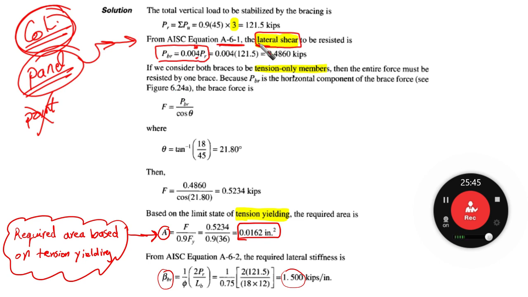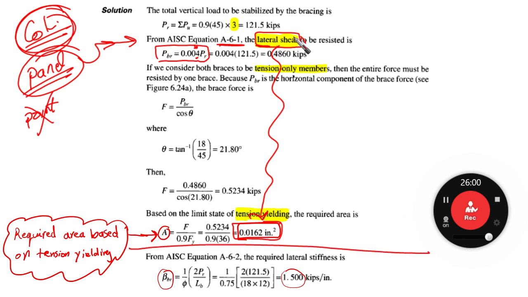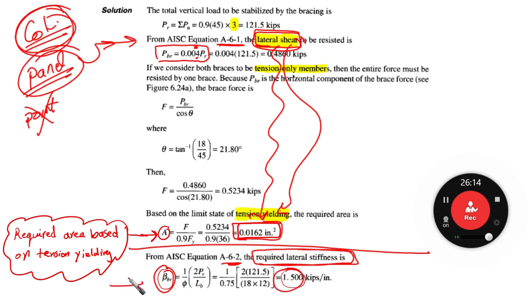Then, based on the lateral shear strength, we are going to calculate the area required. We found this area to be 0.0162 for the bracing. Up till here, we tried to find the lateral shear strength requirement. From here, we use the required lateral stiffness requirement. From the code A6-2, Appendix 6, beta BR is going to equal 1.5. Based on this, this is the required value, 1.5 kips per inch. Remember, this is stiffness.